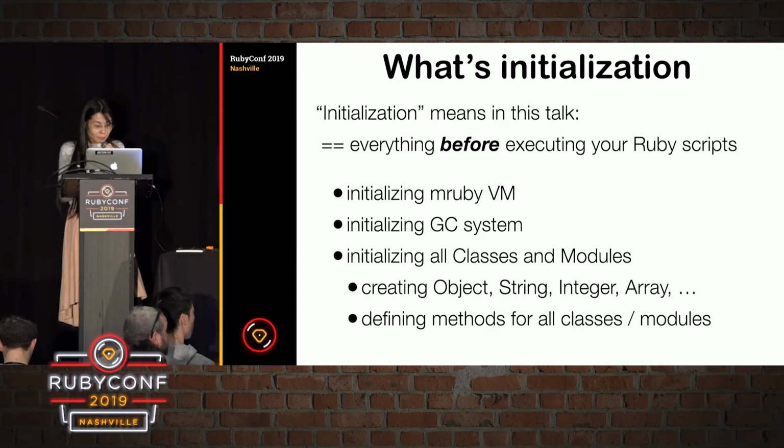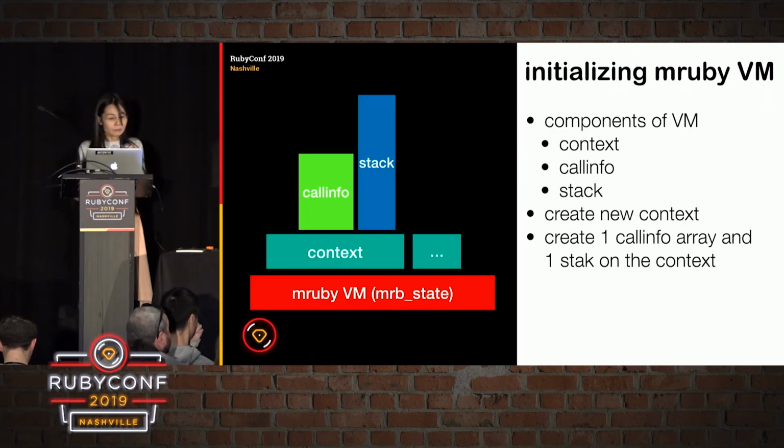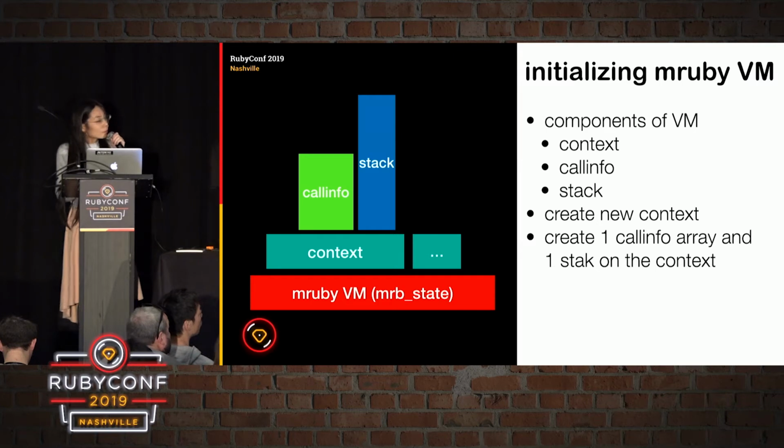There are important things in initialization. We make brief explanation of mrbgem. The implementation of mrbgem is a struct called mrb_state. It has its context, that is the execution environment. Context has a code info array and a stack. Both are created in initialization process.